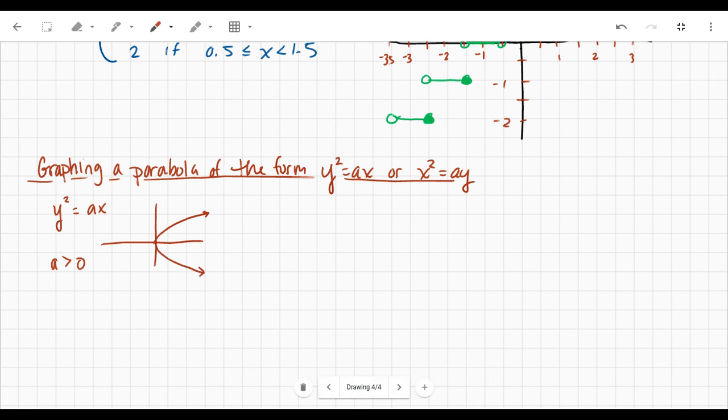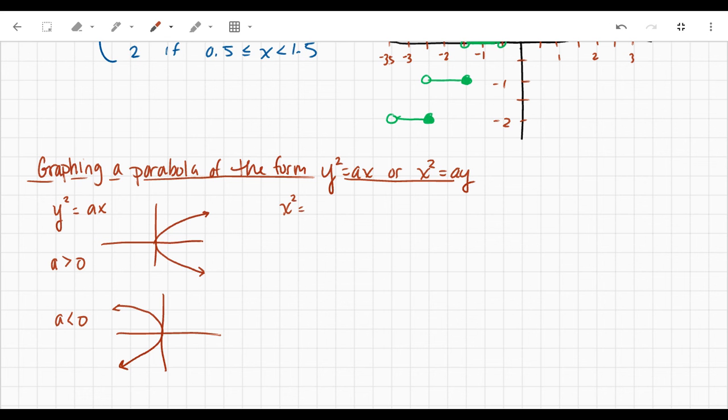Okay. If a is less than 0, it's going to open this way. So that's what we call a sleeping parabola. All right. Again, we're used to the x piece being squared, so when the y piece is squared, it goes left and right rather than up and down.